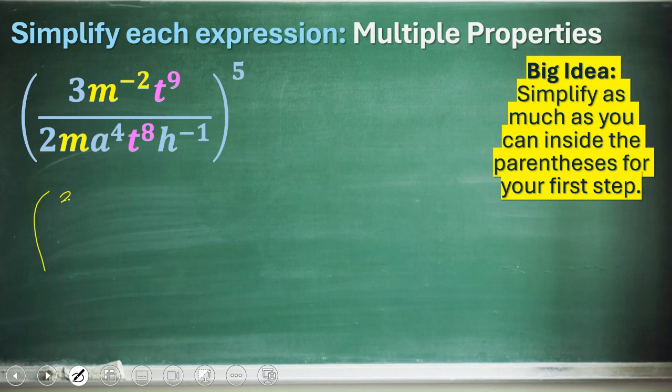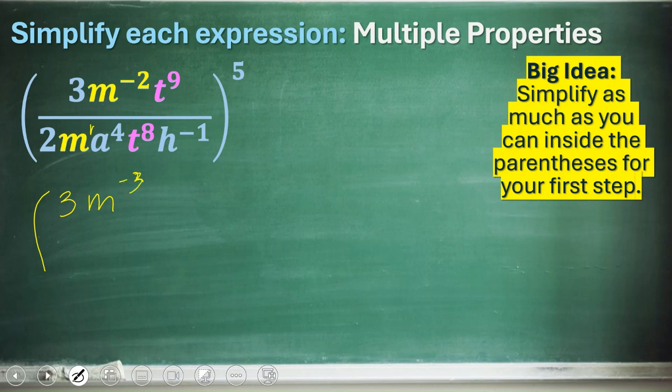So 3 stays the same, and I'm just going to simplify the variables we have in common. So those that are color-coded yellow and purple. So I have m to the negative 2 divided by m. That rule is the power or the quotient of a power property. That means we subtract the exponents. And you might remember that there's a secret 1 on this m that we don't write. So it's negative 2 minus 1, which is to the power of negative 3, because I'm writing that in the numerator.